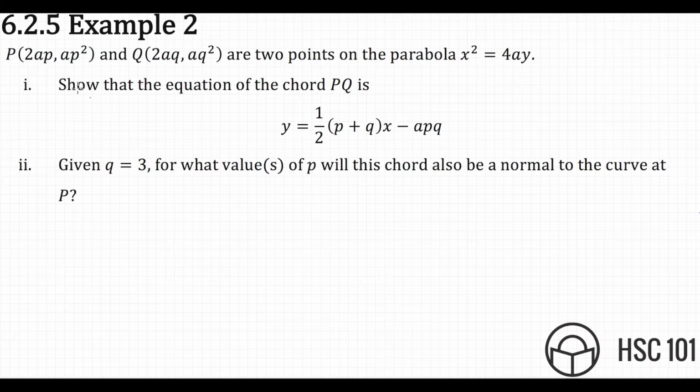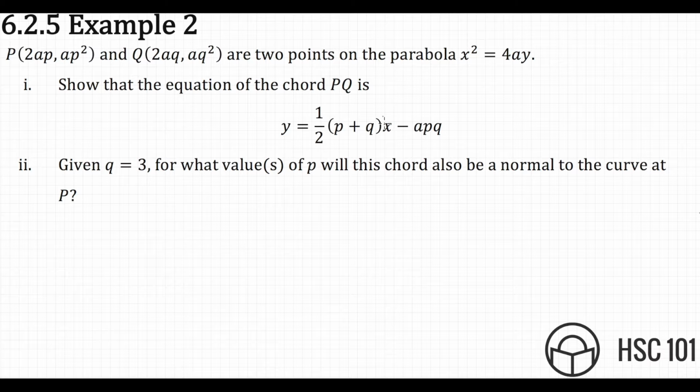Example 2. We've got P given by (2ap, ap²) and Q (2aq, aq²) are 2 points on the parabola x² = 4ay. In part 1, we want to show that the equation of the chord PQ is given by y = ½(p + q)x − apq.